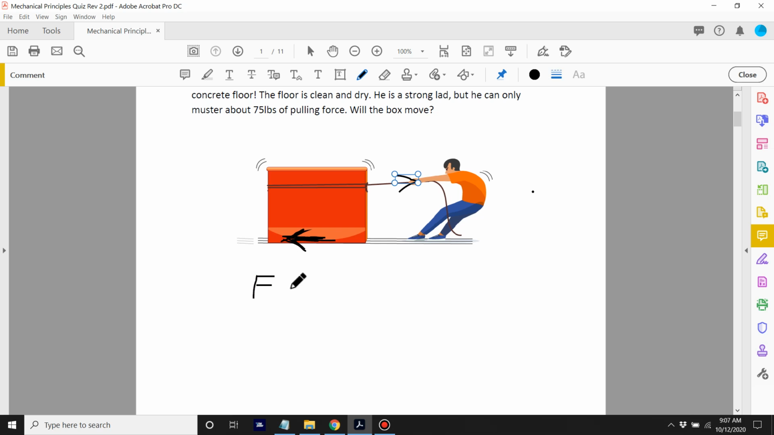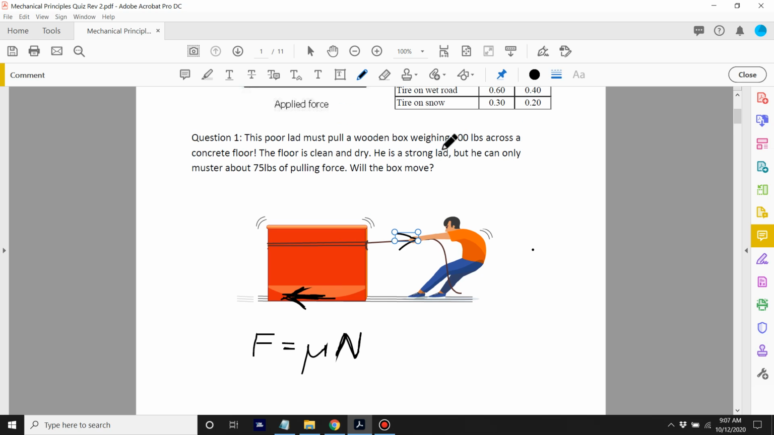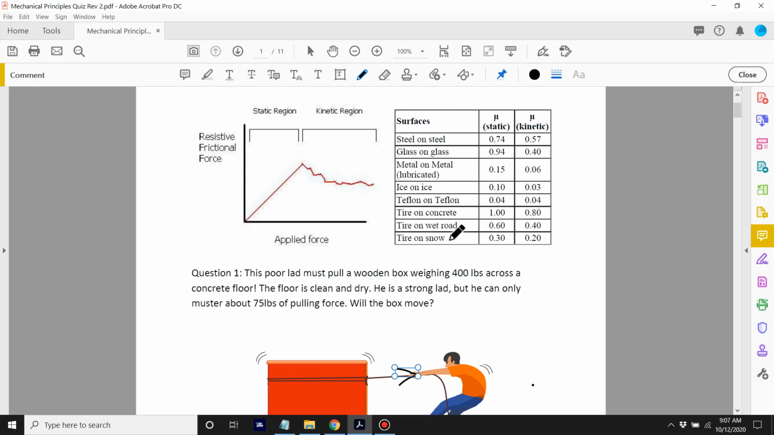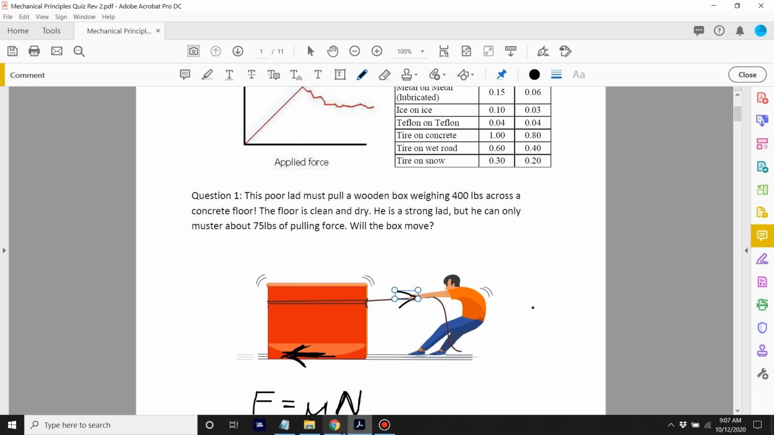we're going to call it F, is equal to mu times N. That's the Greek letter that stands for the coefficient of static friction. Now, I need to know the coefficient of static friction. This is a wood box and this is a concrete floor. Of course, I didn't give it to you here. Here's my table of static versus sliding friction, but I've only given you steel on steel or glass on glass or metal on metal. So let's have a look.